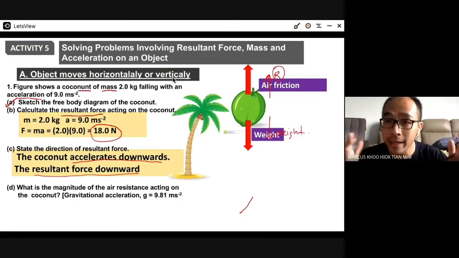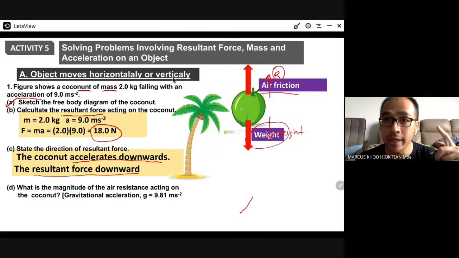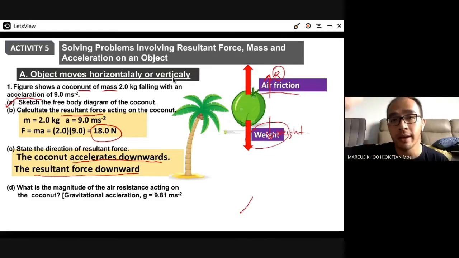It also tells us who is stronger. Is the weight stronger or is the air friction stronger? Logically, the weight is stronger lah. That's why it's accelerating downwards. Okay, this is not very logical. Siapa yang tarik lebih kuat kan, di situlah dia akan pergi. Okay, so weight is stronger than the air resistance. That's why it's going to accelerate downwards.